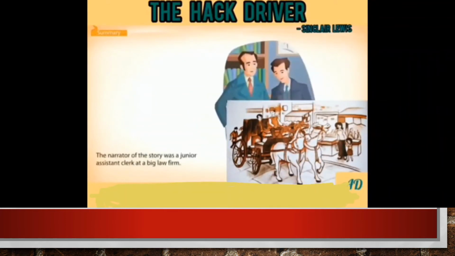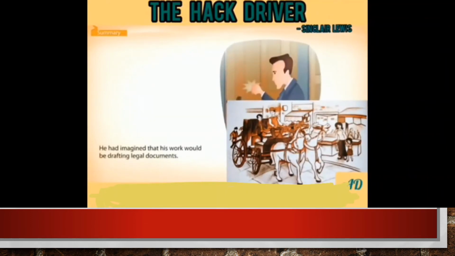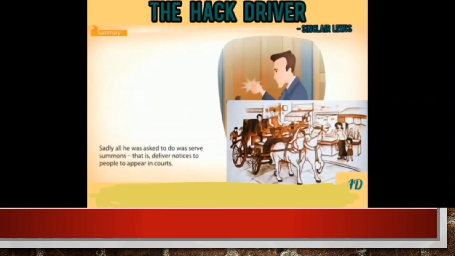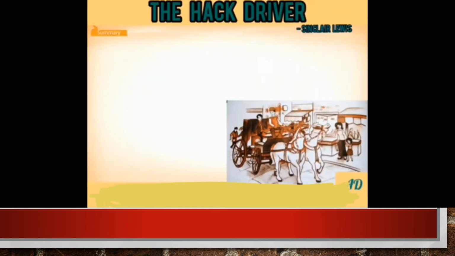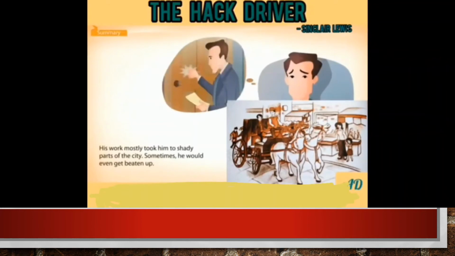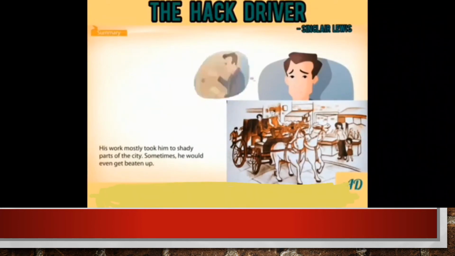The narrator of the story was a junior assistant clerk at a big law firm. He had imagined that his work would be drafting legal documents. Sadly, all he was asked to do was serve summons, that is, deliver notices to people to appear in courts. His work mostly took him to shady parts of the city. Sometimes he would even get beaten up.